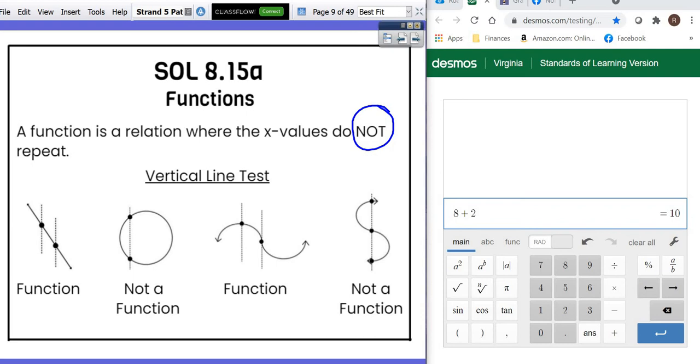So just like the third one, I drew 2 different vertical lines, but each line only touched the graph once. But in the last one, I drew 1 vertical line and it touched the graph in 3 different spots. So that's definitely not a function.